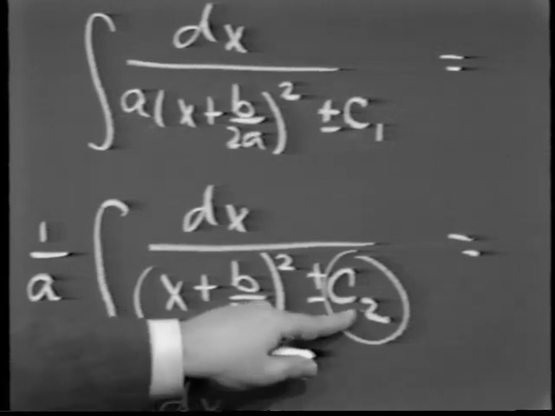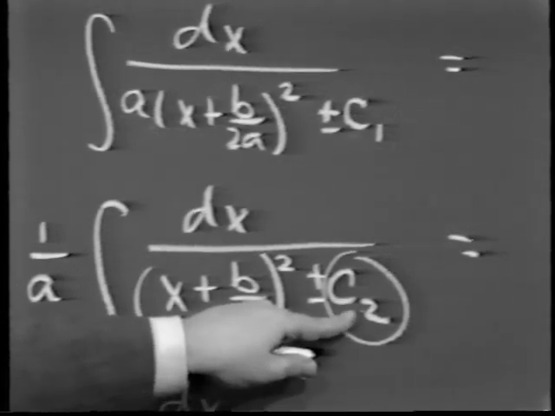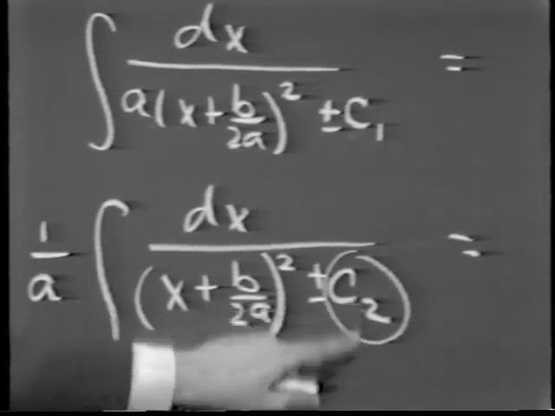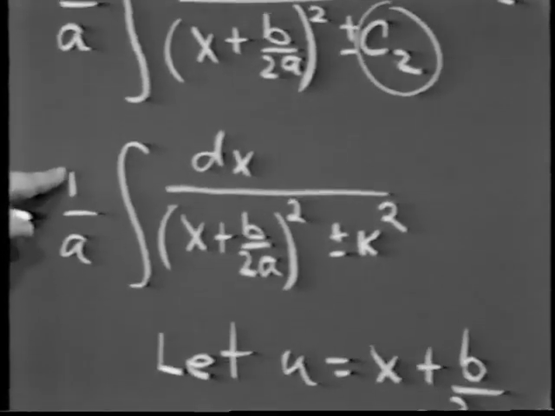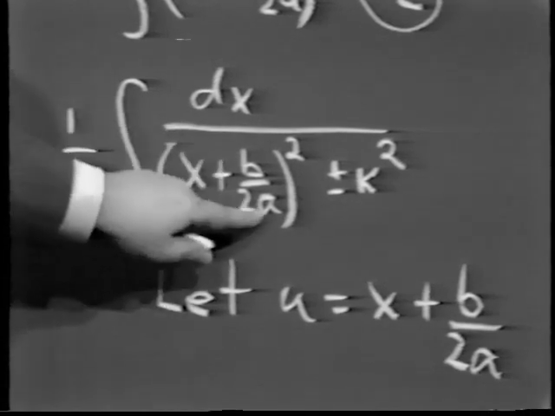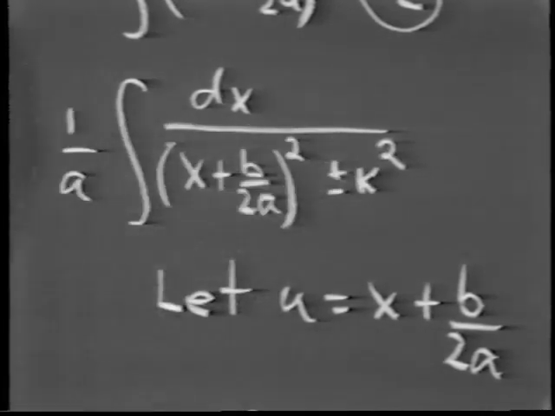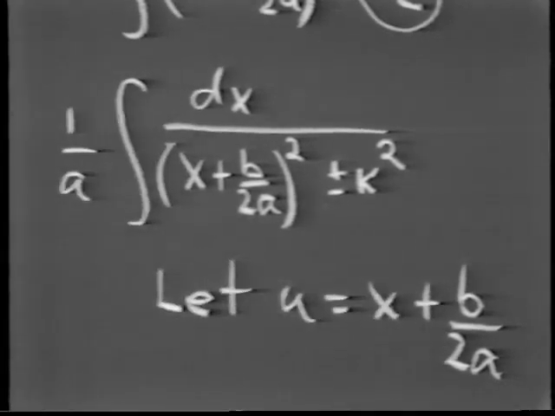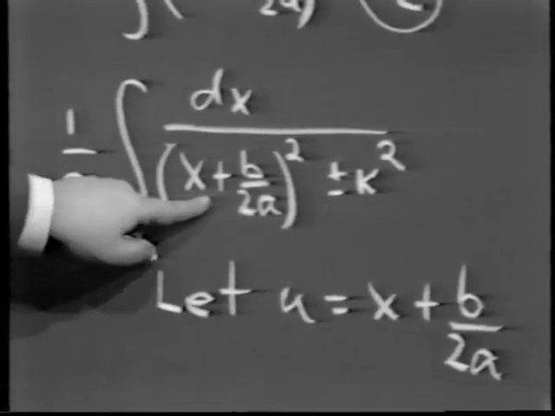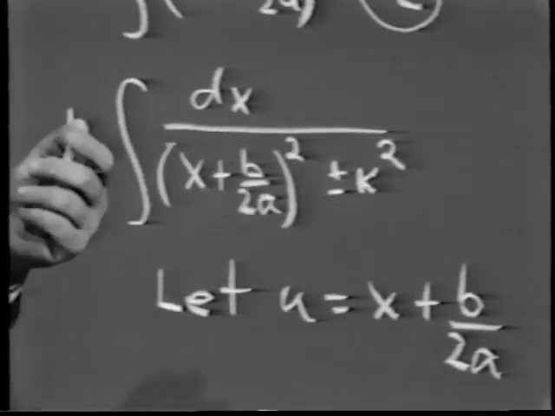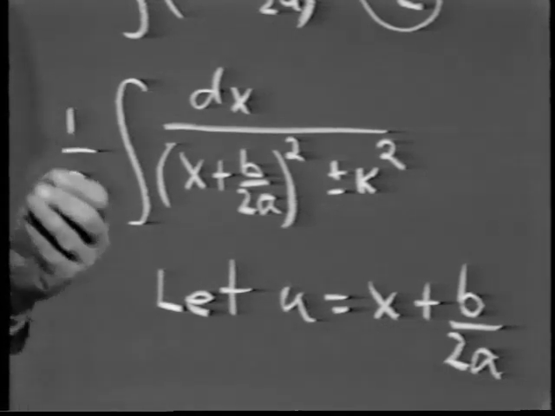And again, as I say, with the exercises, this will become clearer when we work with specific numbers. But the idea is what? This is some perfect square, which I'll call k. And in other words, this integrand can now be written in the form 1 over a dx over x plus b over 2a squared plus or minus k squared. Well, again, what am I leading up to? If I now make the substitution that u equals x plus b over 2a, notice that my denominator simply becomes u squared plus or minus k squared. In other words, my denominator now has the form of either the sum or difference of two squares.